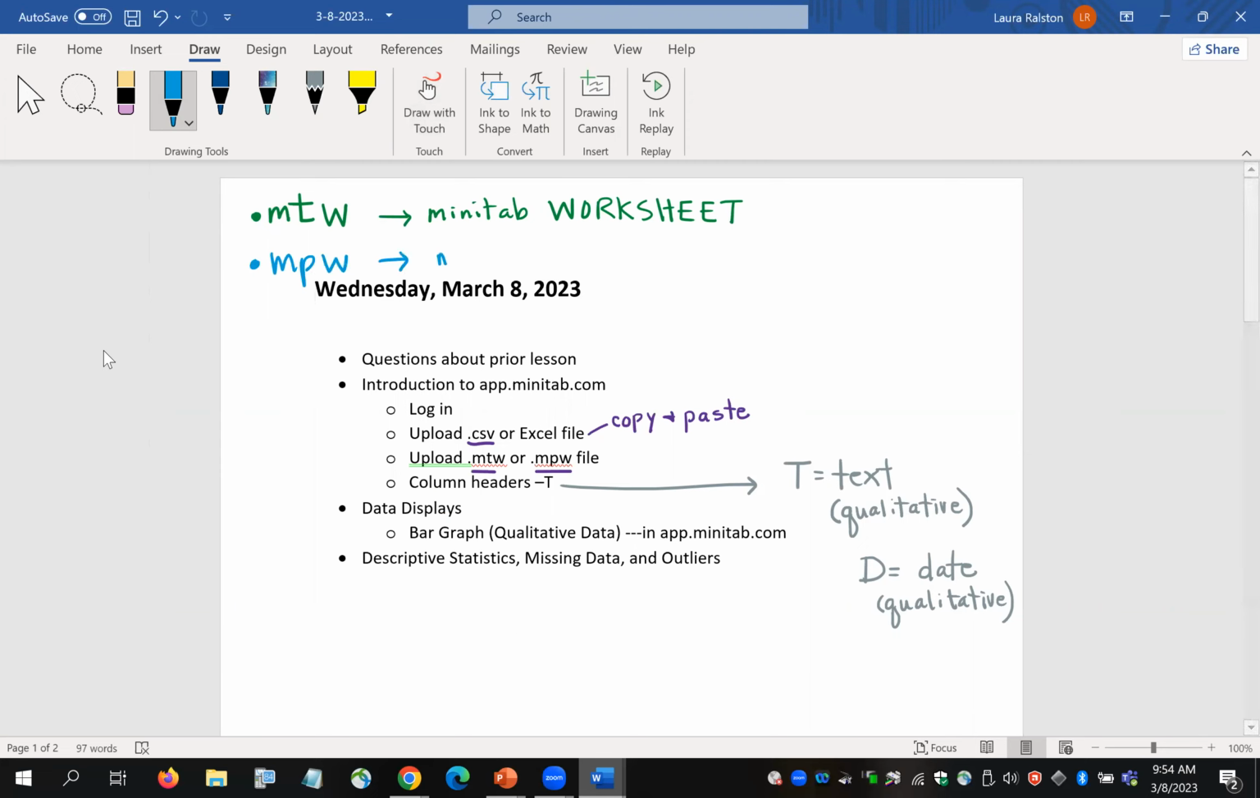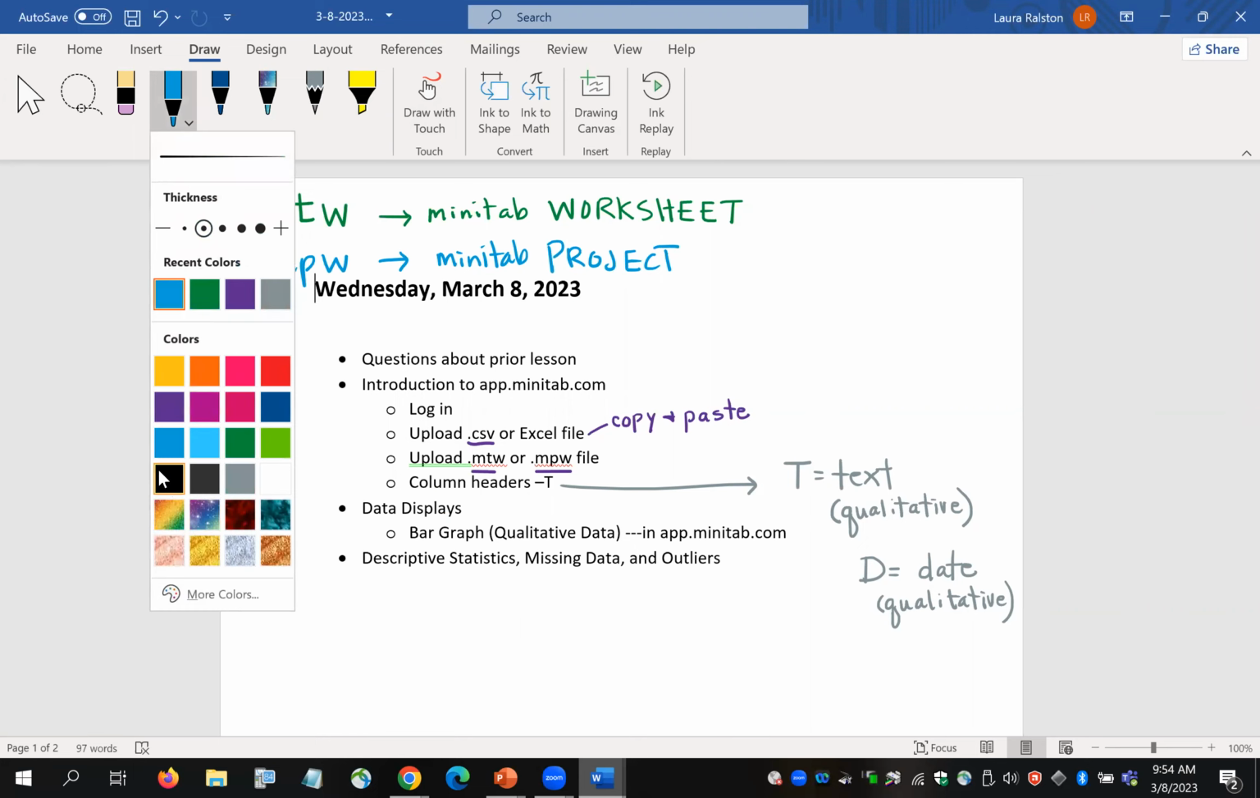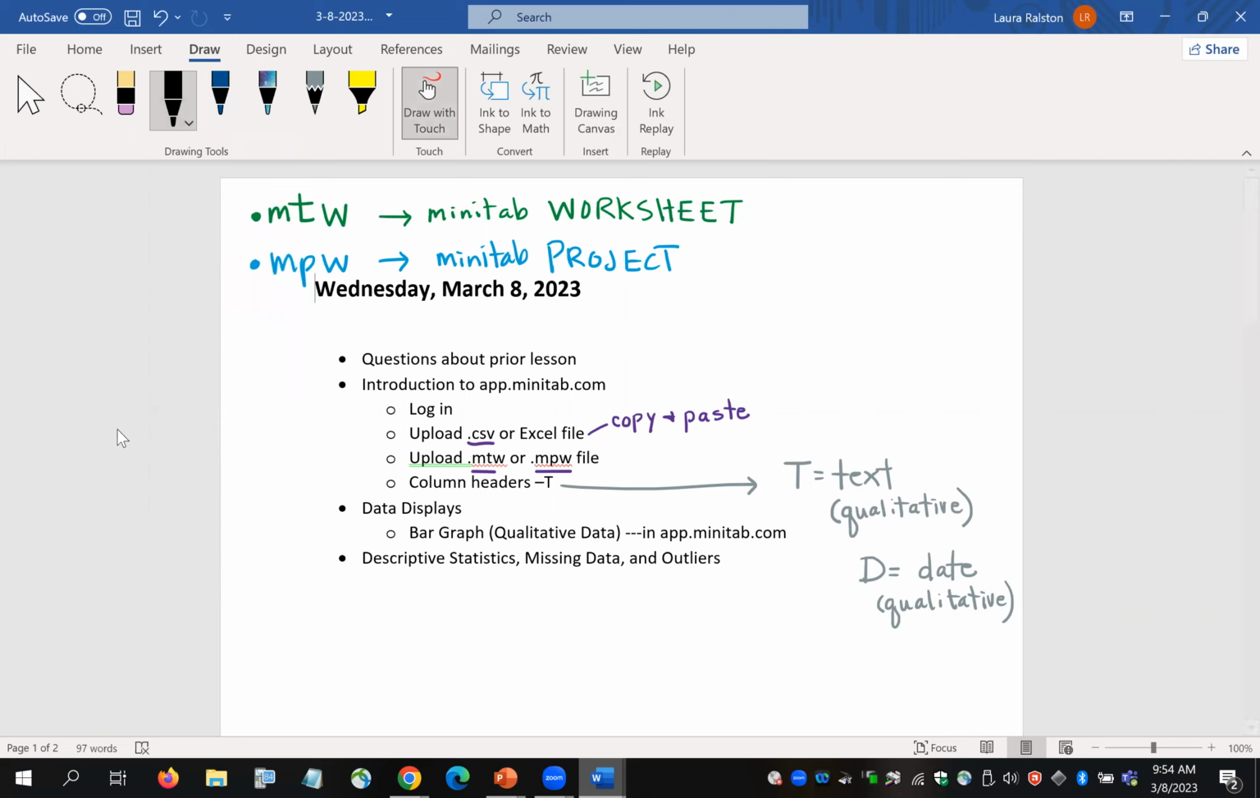means you have a Minitab project. And again, that suffix makes a difference because that's going to help you know what option to choose. I suppose the W stands for worksheet and the P stands for project. Maybe that'll help you remember.